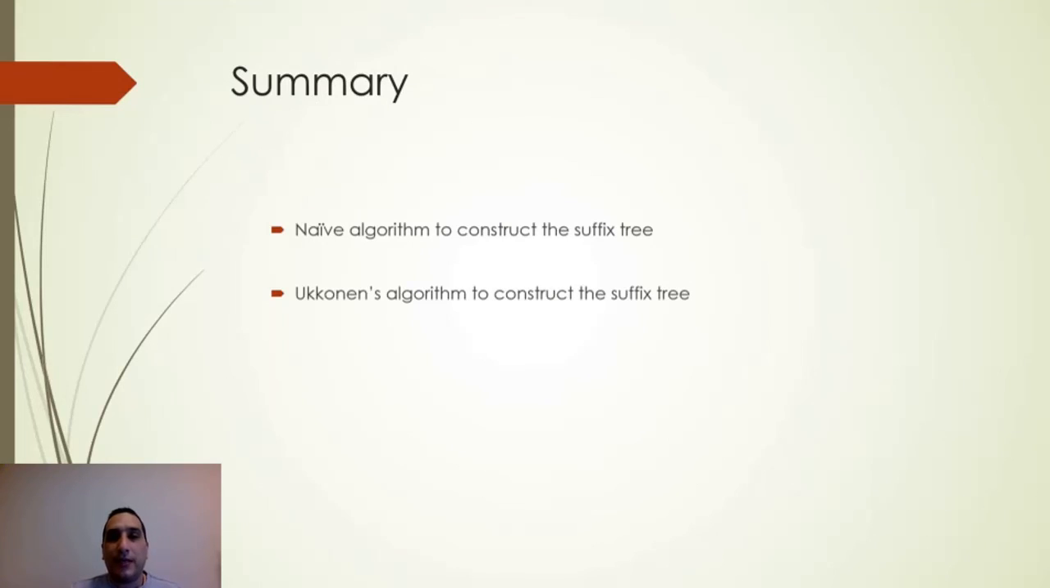To summarize, at first I talked about a naive algorithm to construct a suffix tree that takes big O of m cubed. Then I talked about Ukkonen's algorithm to construct the suffix tree and the techniques used to improve the naive algorithm that made this algorithm take only big O of m time complexity.